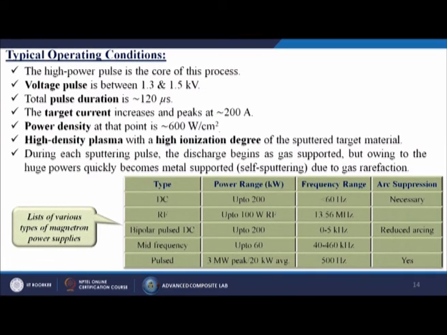What are the various magnetron power sources we generally use? We are using DC sources, RF, bipolar pulse DC, mid frequency, pulsed. Power range in kilowatt generally is up to 200, up to 100 watt RF, up to 200 kilowatt, up to 60 kilowatt, 3 megawatt peak to 20 kilowatt average. Frequency range generally is less than 60 hertz, 13.56 megahertz, 0 to 5 kilohertz, 40 to 460 kilohertz, 500 hertz. Arc suppression is necessary for the DC case, bipolar pulse DC needs some reduced arcing, and in the pulse case of course it is yes.